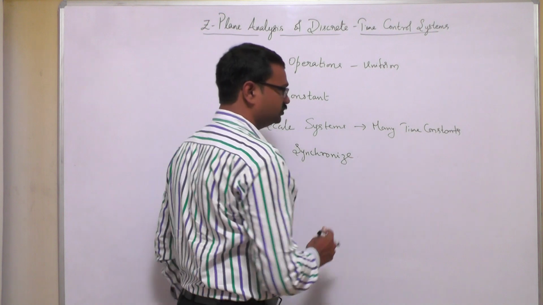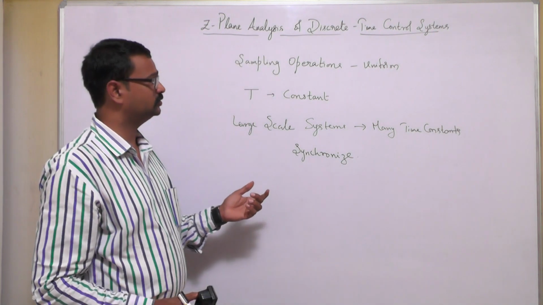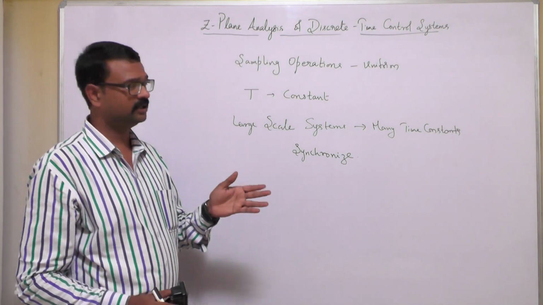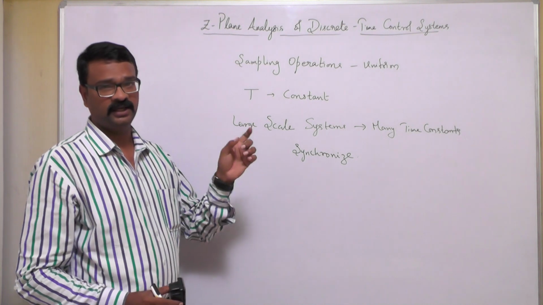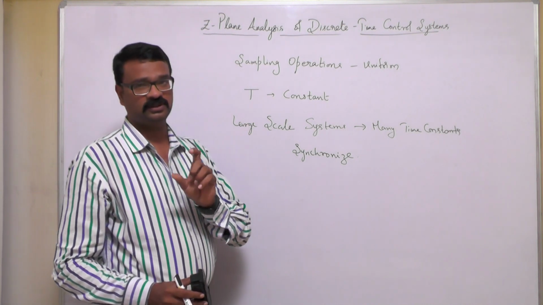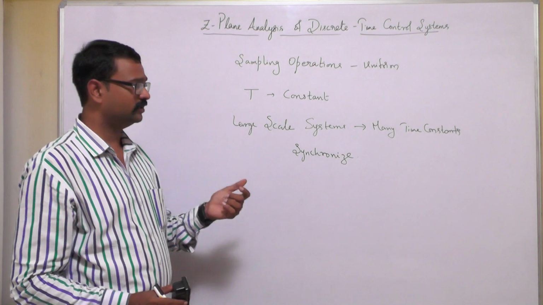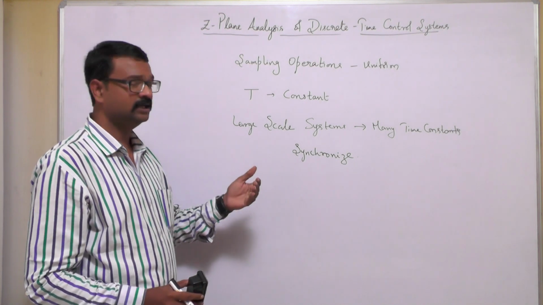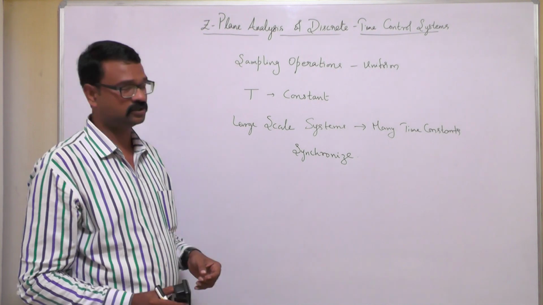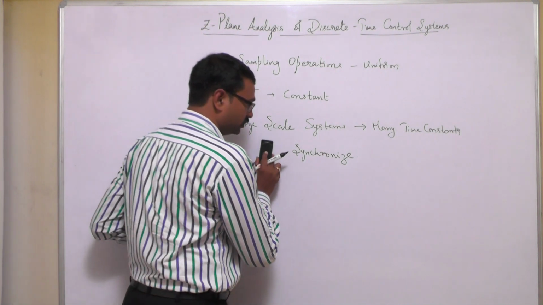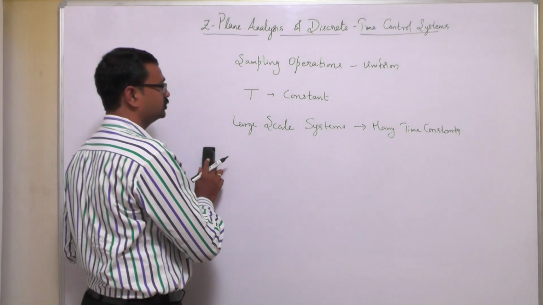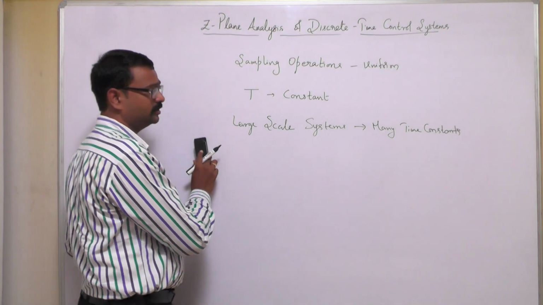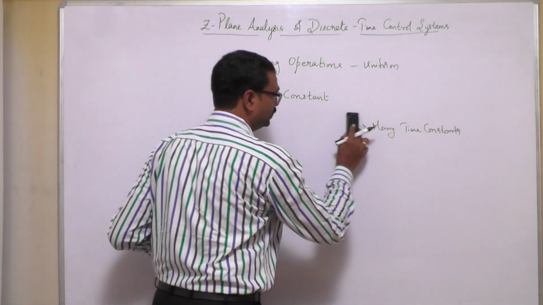all these time constants, so that if you are sampling at one particular rate in a particular loop, the other loop must also be synchronized at the same rate. Otherwise, with the same sampling operation, the system might get distorted. The signals might get distorted. Therefore, it is very important for us to go with a uniform sampling operation and with a time constant T.